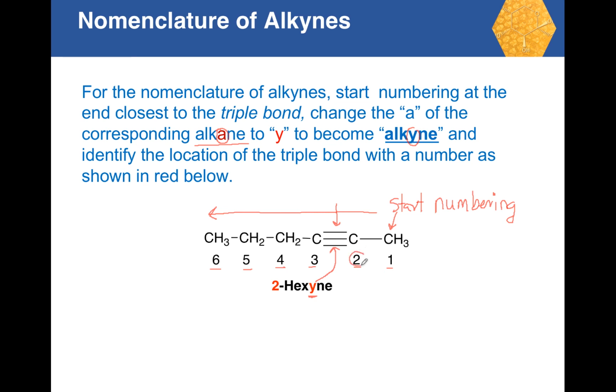It's in position number 2. Notice it's the first carbon of the numbering that's placed here. So this 2 represents the location of the triple bond. Why 2 and not 3? Because we're numbering in this direction. So this is the first carbon of the triple bond and it's in position number 2. That's why we put a 2 here to illustrate that it's an alkyne and it's in position number 2.